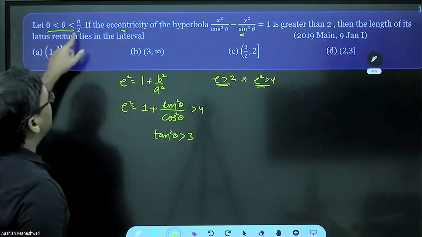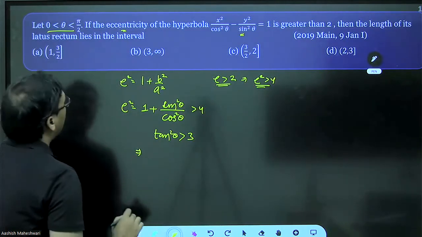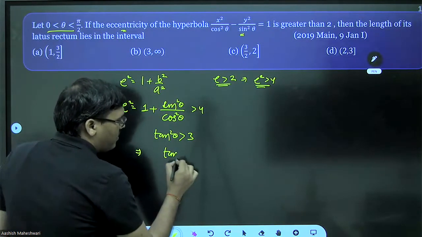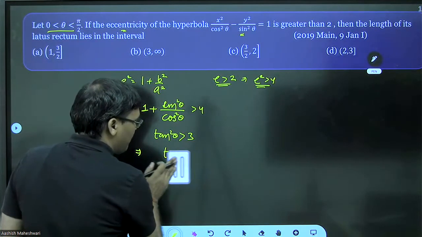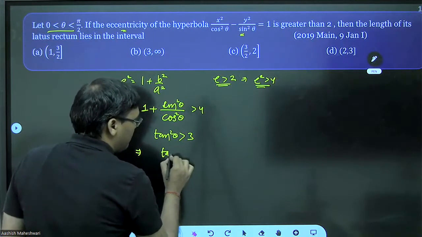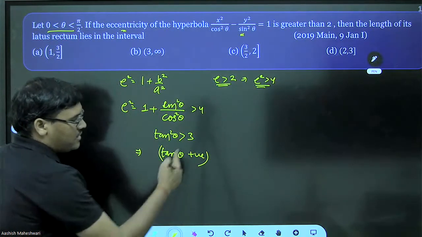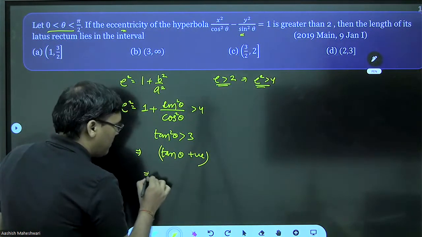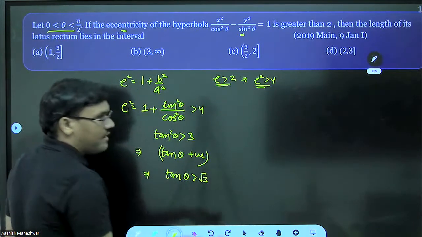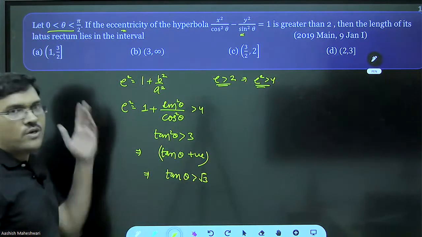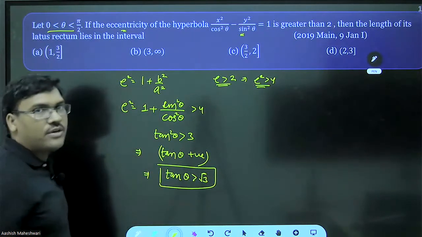Now, theta is between 0 and pi by 2. Now see, if theta is between 0 and pi by 2, obviously tan theta will be a positive value, because theta is in the first quadrant. If tan theta is positive, tan square theta greater than 3 will give you tan theta greater than root 3. We will not take tan theta less than minus root 3, because in the first quadrant tan theta is positive. So tan theta is greater than root 3 we have got.